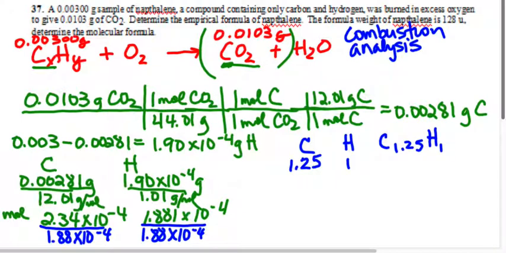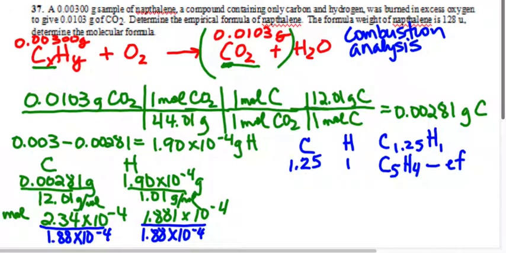Could that be the answer? Nope. So what do I multiply by? By 4. So I get C5H4. So we're saying that's my empirical formula.